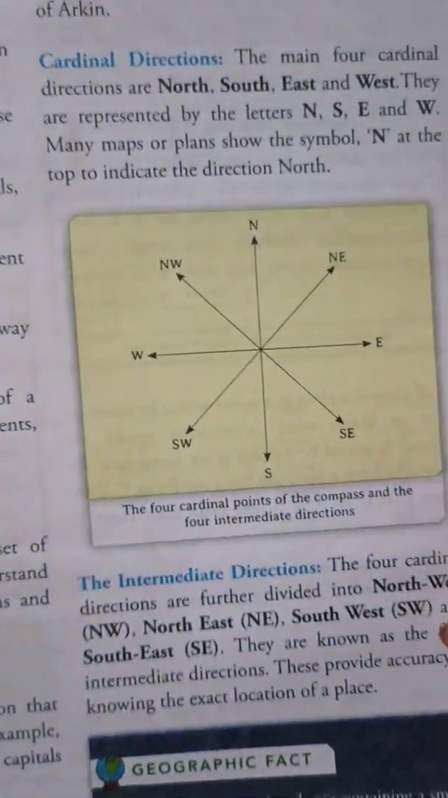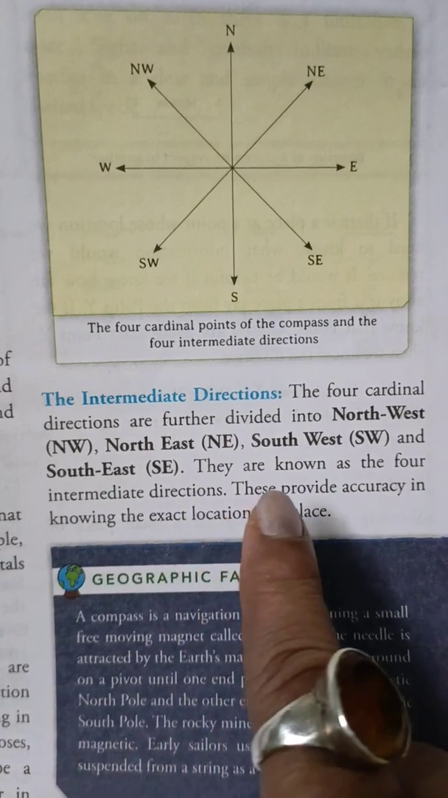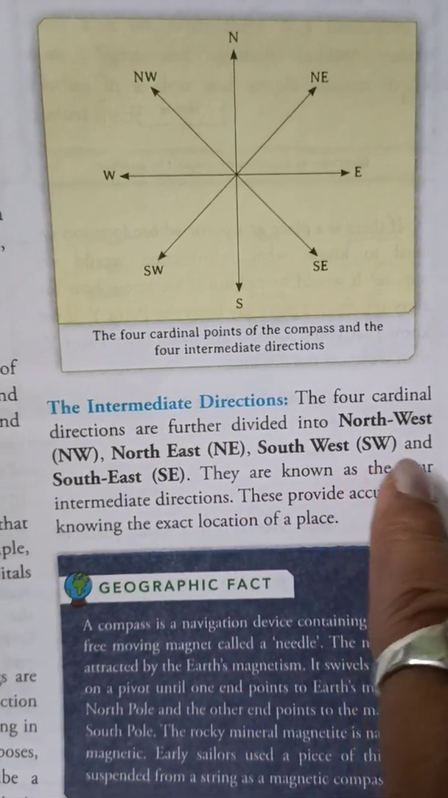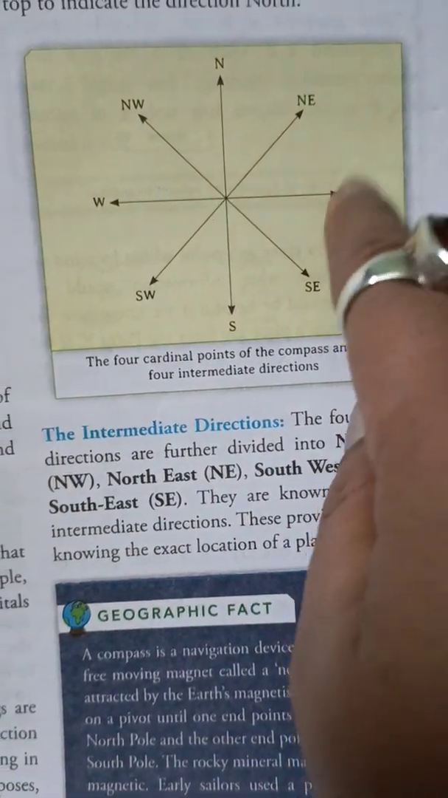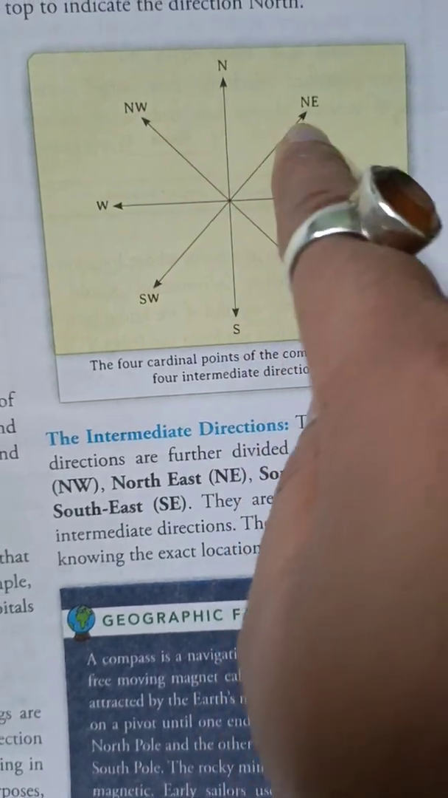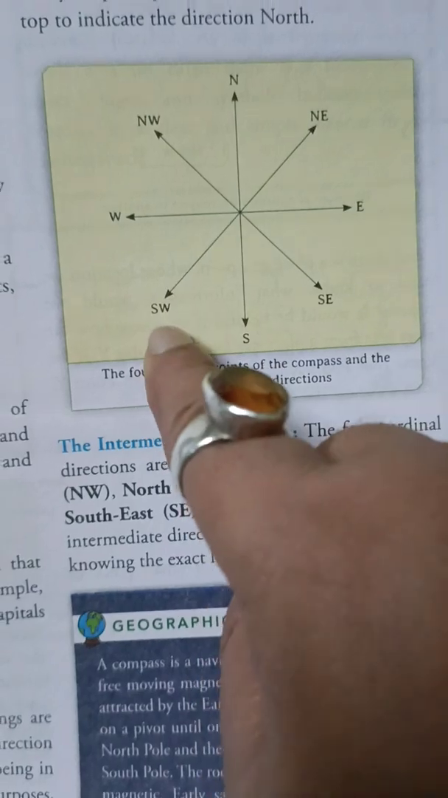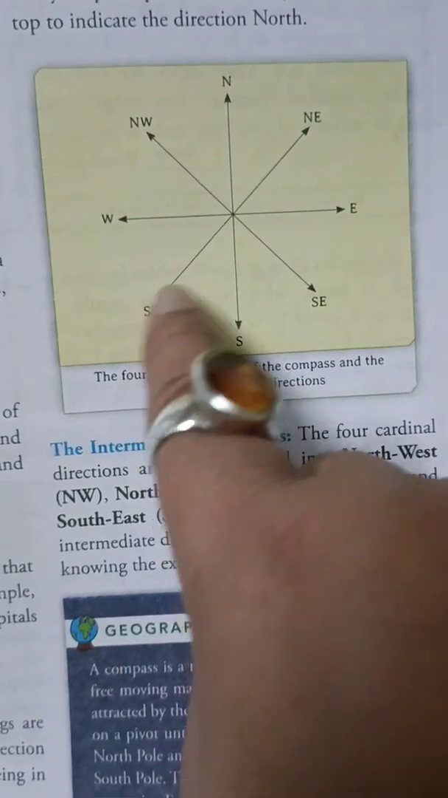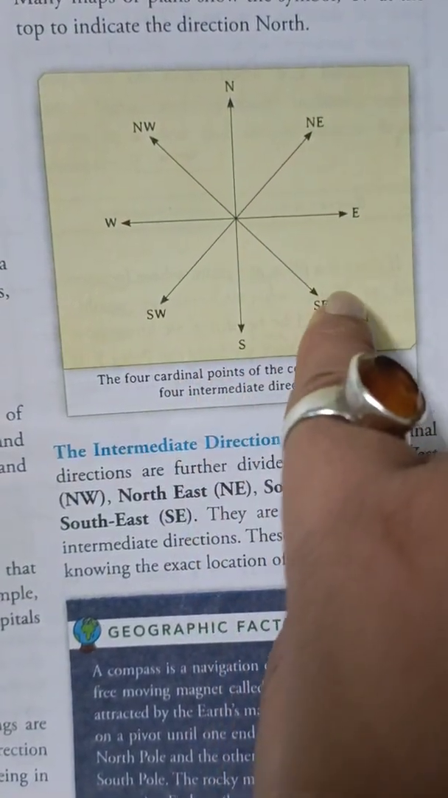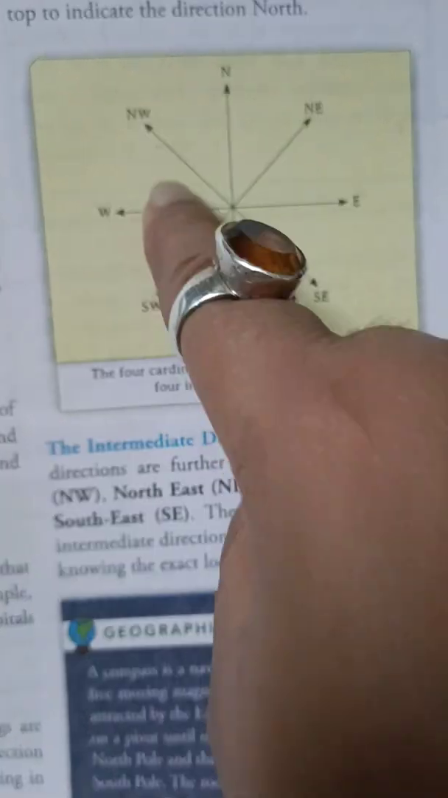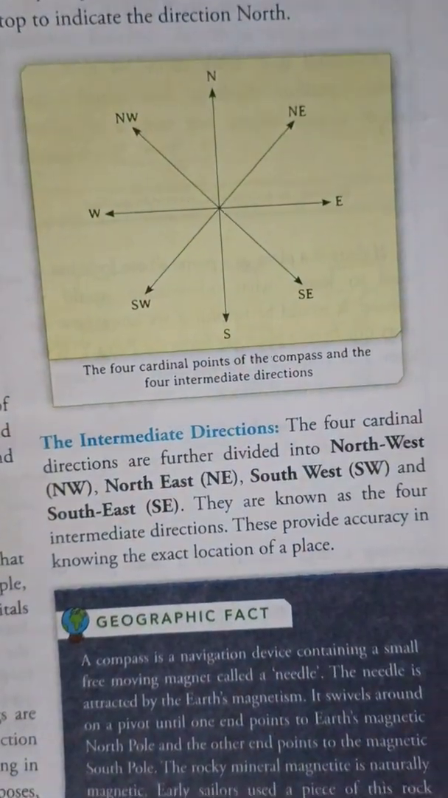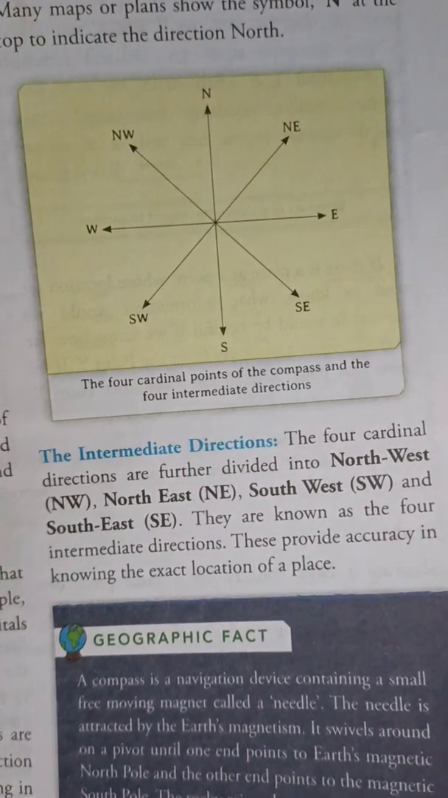Apart from these cardinal directions, there are intermediate directions. They are northeast, between north and east; northwest, between north and west; southwest, between west and south; southeast, between east and south. The places between these two are known as intermediate directions.